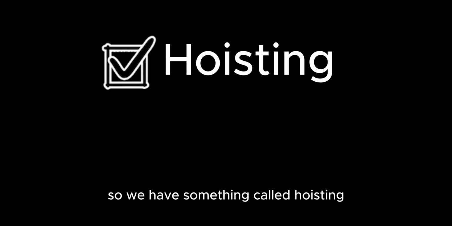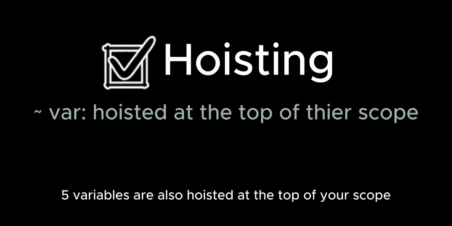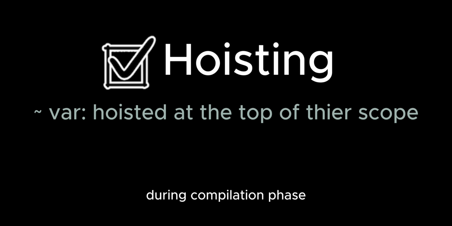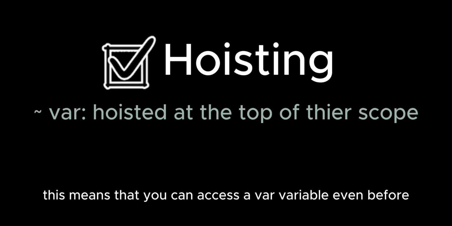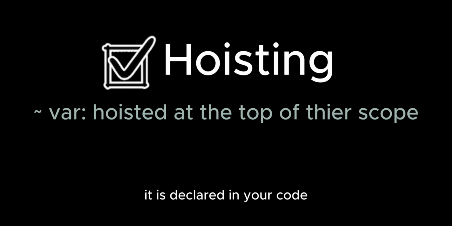So we have something called hoisting. var variables are also hoisted at the top of their scope during compilation phase. This means that you can access a var variable even before it is declared in your code. So let's look at that here.